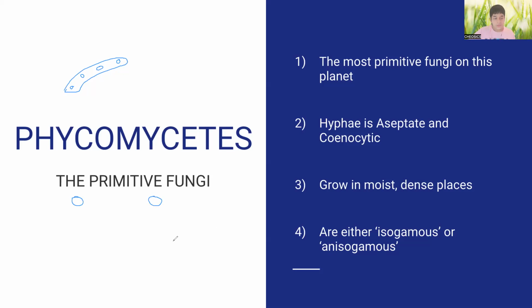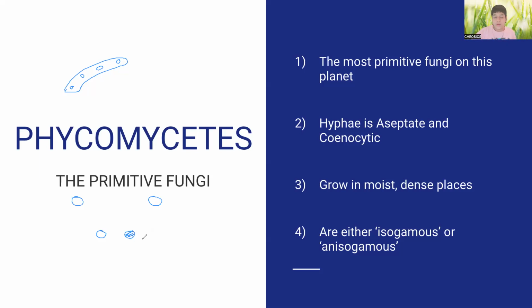Anisogamous, you can differentiate between them. So here is one anisogamous male gamete and here is another anisogamous female gamete. So you are able to differentiate. The shaded one is the female part. Oogamous is a very, very extreme form of anisogamous.